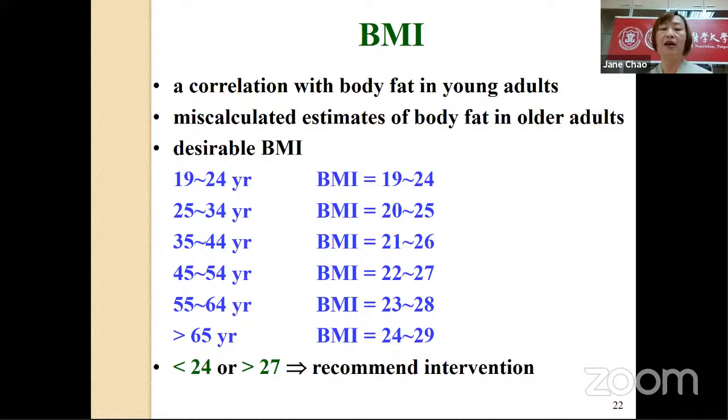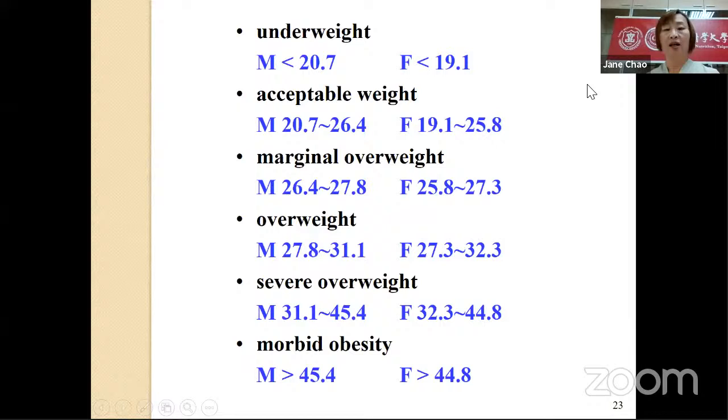However, if you have a BMI value less than 24 or greater than 27, that means you're probably too thin or overweight or even obese. So you probably can visit the dietitian or physician to have some intervention, dietary intervention or lifestyle intervention. This slide shows different categories for underweight, acceptable weight, marginal overweight, overweight, severe overweight, or morbid obesity. So there are different BMI ranges for either men or women.